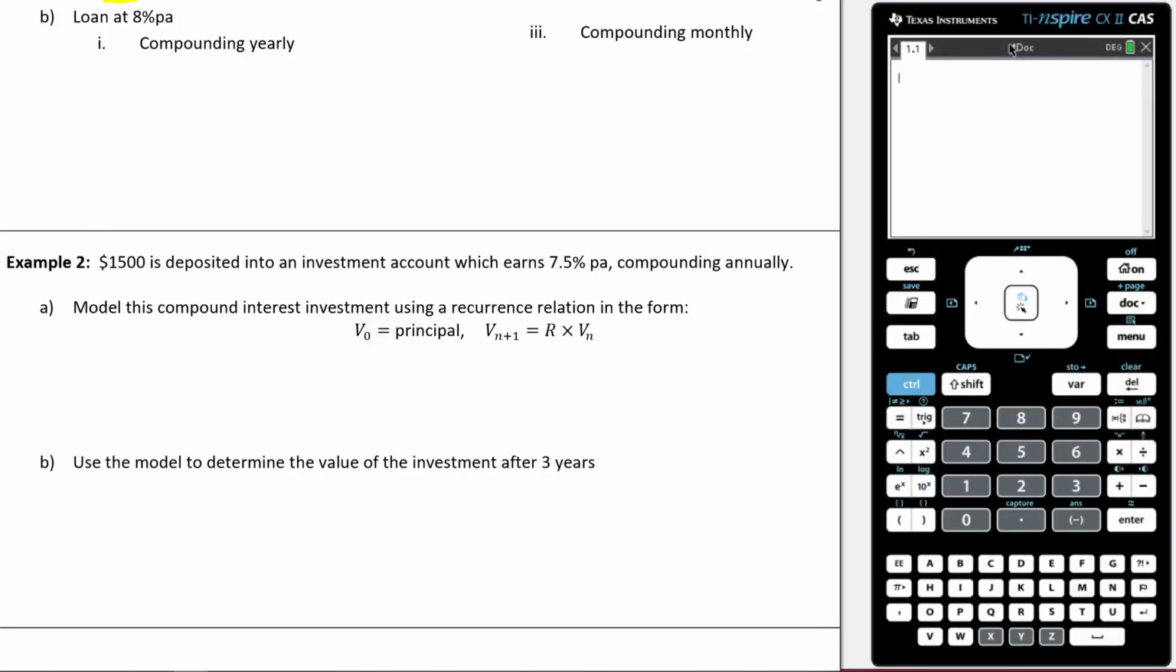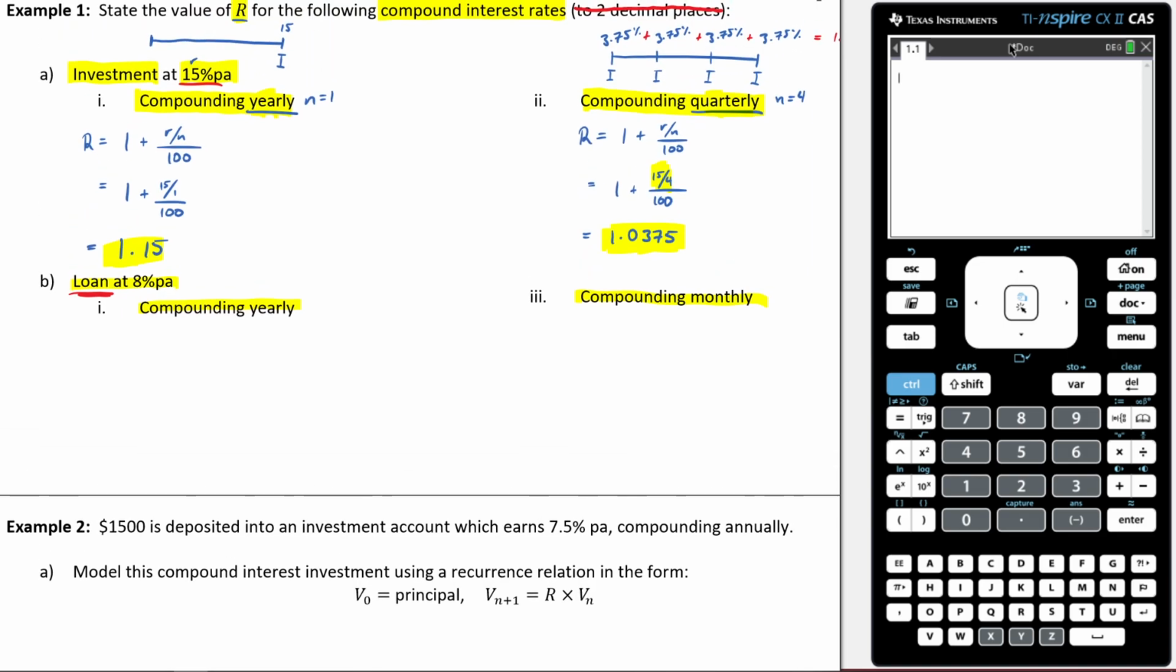All right, let's finish off this question by answering part B here, which says you need to figure out whether a loan at 8% per annum, compounding yearly or compounding monthly, is better value. Can we note the fact here that we are dealing with a loan? We are not dealing with an investment.